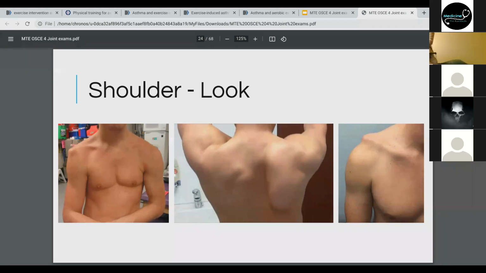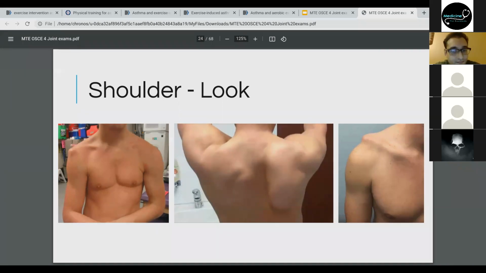Winging of scapula. Perfect. Can anyone tell me some causes of winging of the scapula? Long thoracic nerve damage. Perfect. Yeah, that is the classic one. As well as that, you've got scapular dysfunction, but for a finalist, you don't need to know anything about scapular dysfunction. That's more of a sportsman specific pathology. But yeah, long thoracic nerve is your go-to.